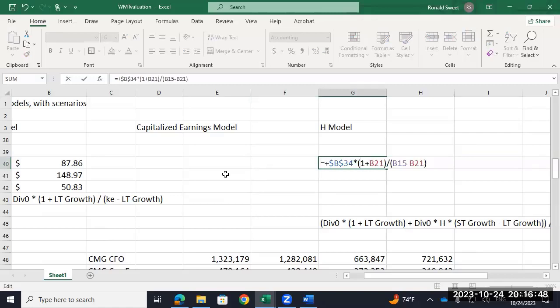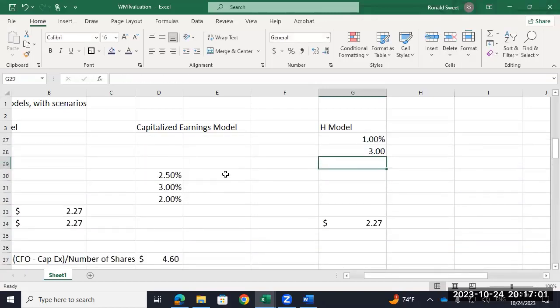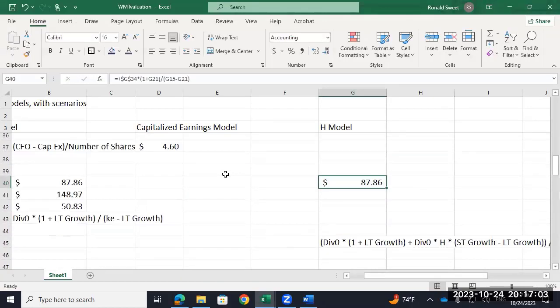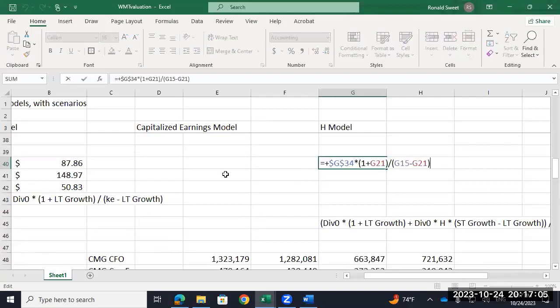So we're going to do B34. So I guess it's going to be G34, G31, G15, G21, 87, 86. So something didn't work out there. Oh, I got to do the middle. So that works, right? So now I got to do the middle part.